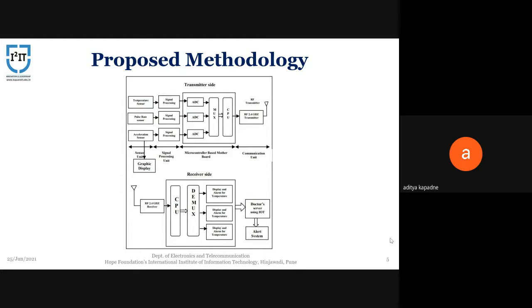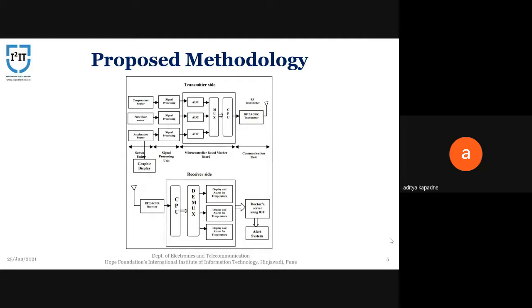The signal is broken down into three different aspects, such as the display and alarm for temperature, the display and alarm for pulse rate, and the display and alarm for motion. Then these signals are sent to the server using IoT.